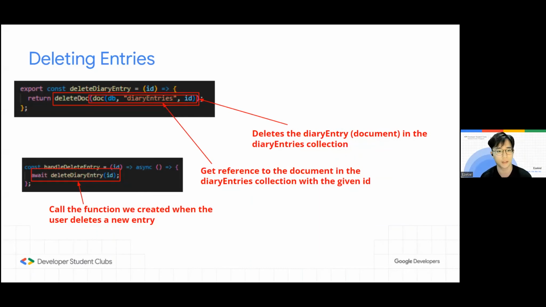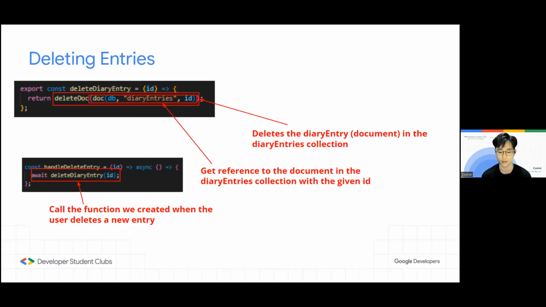Okay, and for delete, it's more or less the same. Whenever we receive some ID from the user that they want to delete, for example, I click delete on my second diary entry, then I retrieve the ID from the object that I store in the array of entries, and then I tell Firebase to delete this particular ID from this particular collection. As you can see, we get a reference to the document in the diary entries collection, so document db diary entries ID. Now we have the reference to the document. With this reference, we tell Firebase that we want to delete this document, and then we'll delete the document from Firestore. So it's actually quite straightforward.